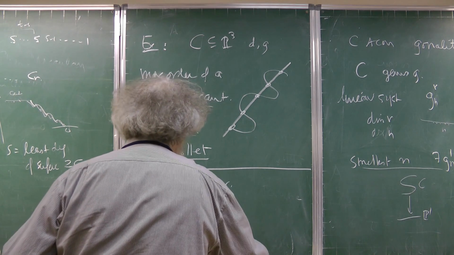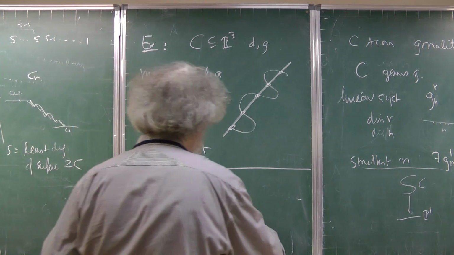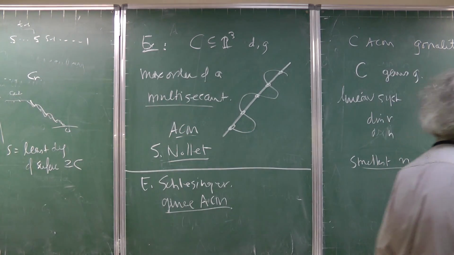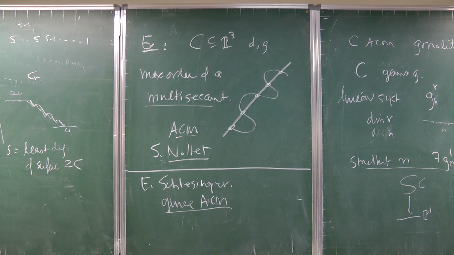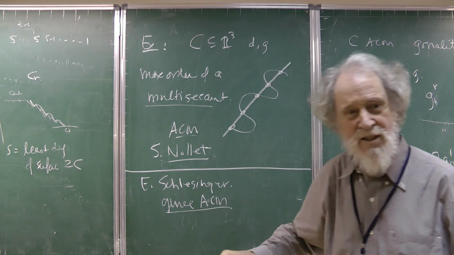In other words, general means you fix the H vector, and you consider a general curve there, because for a fixed H vector the Hilbert scheme is irreducible. It makes sense to talk about a general curve. So for a general ACM curve, the answer is the same. The gonality is given by the degree of the curve minus the maximum degree of a multisecant. And from Nollet's paper, we know what the maximum degree of a multisecant is, so we get an actual formula.